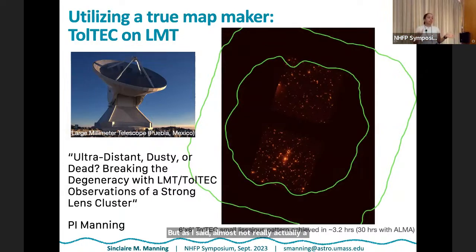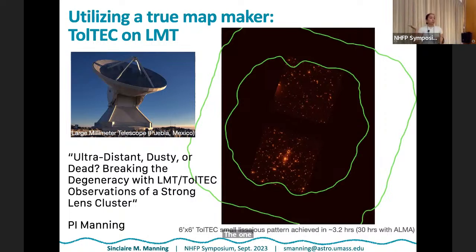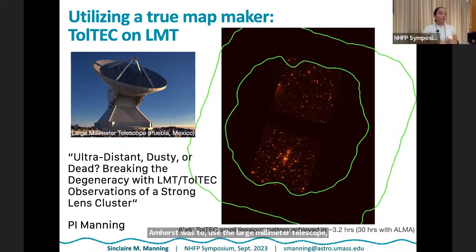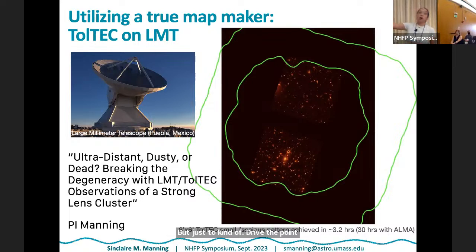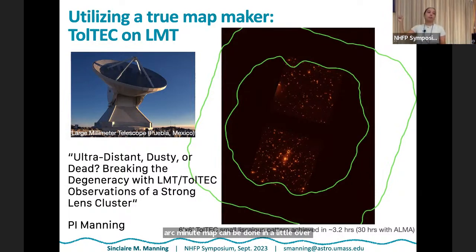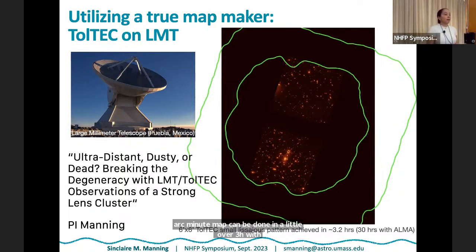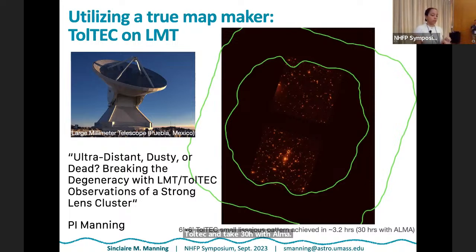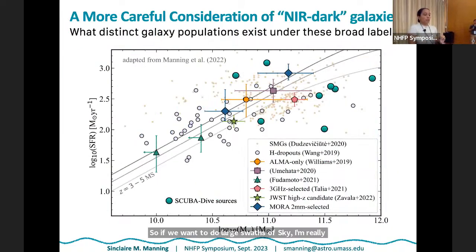One of the main reasons I went to UMass Amherst was to use the Large Millimeter Telescope, specifically the TolTEC instrument, which does simultaneous 1.1, 1.4, and 2 millimeter mapping. And so I PI'd this program to look at this cluster field, which I'm waiting on the data for as well. Just to drive the point home, this 6x6 arcminute map can be done in a little over 3 hours with TolTEC, and this would take 30 hours with ALMA. So if we want to do large swaths of sky, I'm really excited about the future of TolTEC.